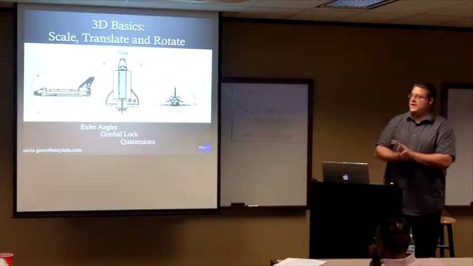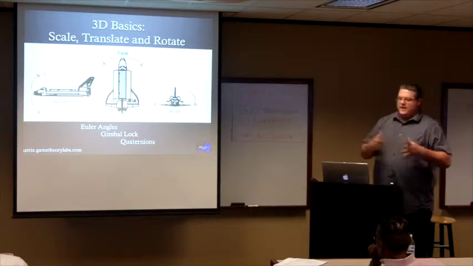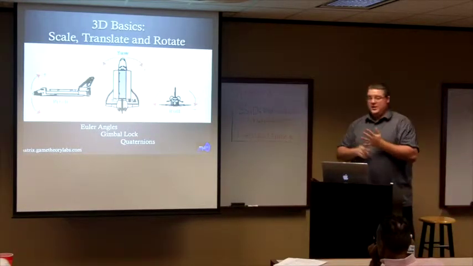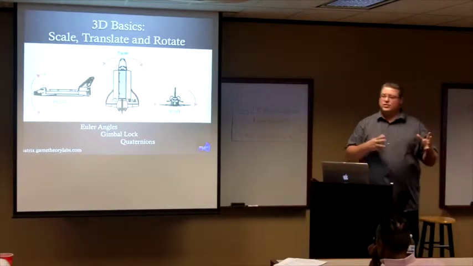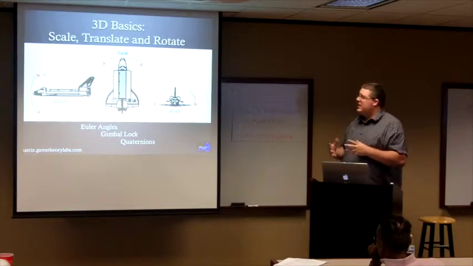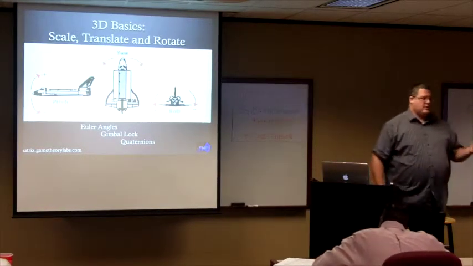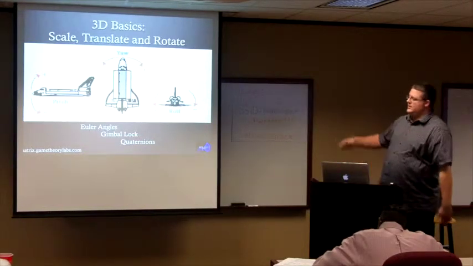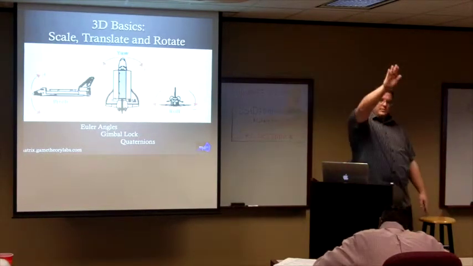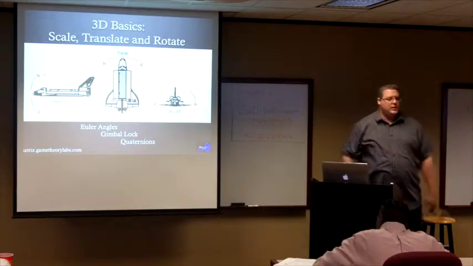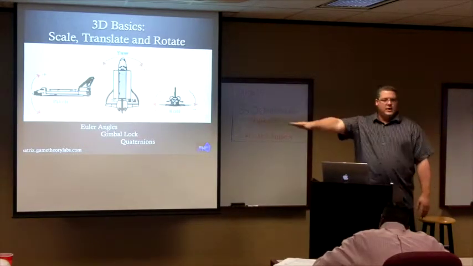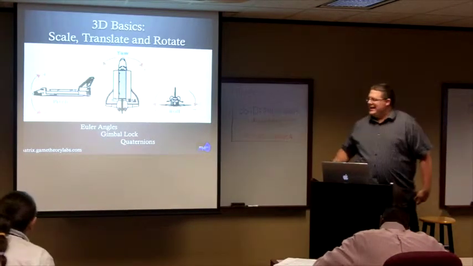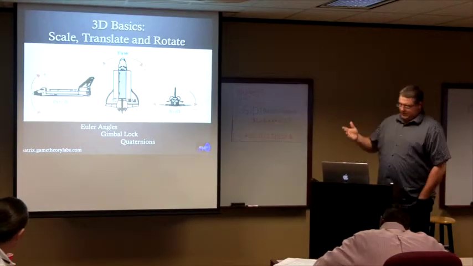So, 3D basics now. Whenever we have some object in space, we want to be able to do a few things with it. We want to be able to scale it to change its size. We want to be able to translate it around in a 3D environment. And we want to be able to rotate it. Usually we start out with Euler angles, which have the yaw, pitch, and roll here. You can see that pitch is going up and down on the nose like that. Yaw is moving it left and right like this. And roll is doing this. Now, the problem with Euler angles is that you can get what's called gimbal lock.